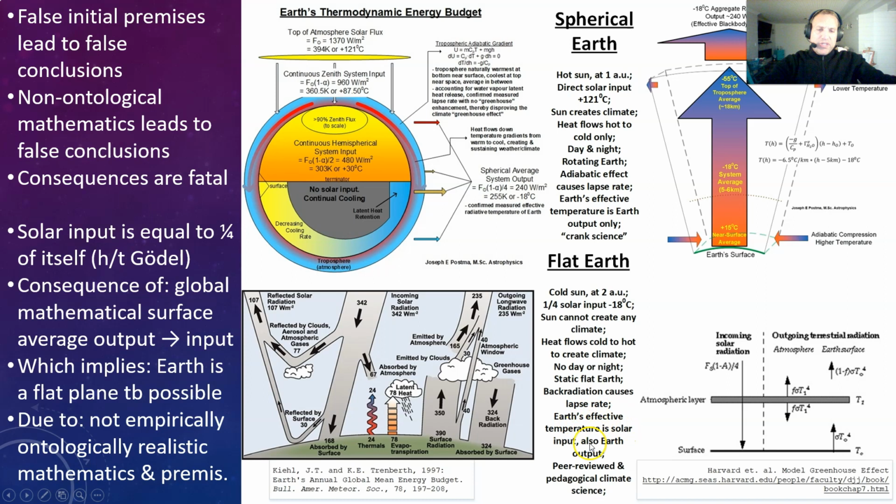So the Earth's effective temperature, the Earth's output, is used as a solar input. I discussed that at length already. And this is peer-reviewed in pedagogical climate science. This is how climate science is taught at introductory levels, and it also appears in their peer-reviewed literature. Okay, so false initial premises lead to erroneous conclusions, which then inform them what policies they should take. Those policies being, we better block the sun from shining on the Earth, and we better remove carbon dioxide from the atmosphere, when those are actually the basis of life, right?